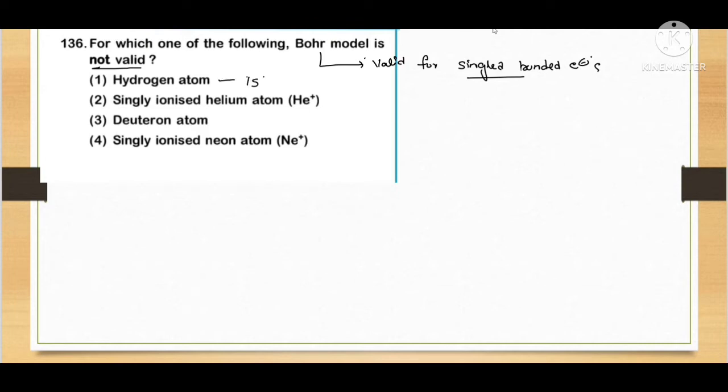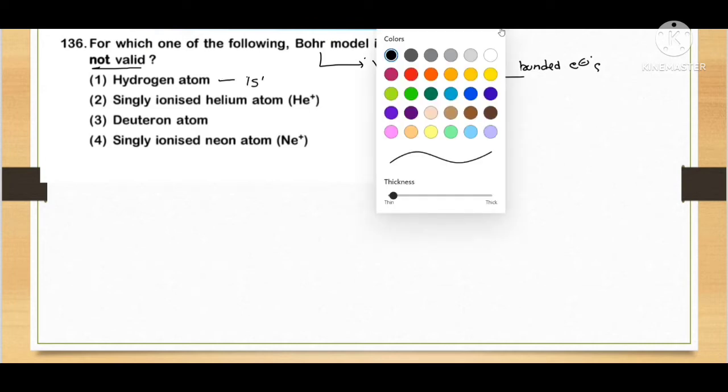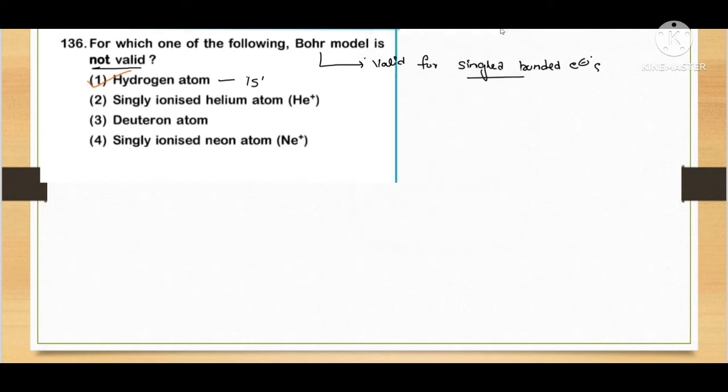Hydrogen atom, which contains 1s1, that means a single electron. Here Bohr's model is applied. Singly ionized helium, that means He+, helium having atomic number 2, its electronic configuration is 1s2, but with a positive charge, that means 2 electrons minus 1 electron gives rise to 1 electron. Option 2 also exhibits Bohr's model.